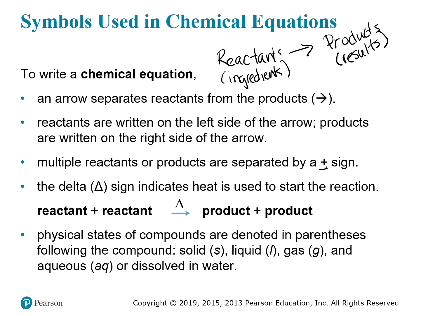And in the reaction that I showed you on the page before, there is a little triangle over the arrow. That delta just indicates that you need heat to get the reaction started. So it kind of looks like a Bunsen burner flame. What you'll also see in a chemical equation is the physical states of the compounds. So in parentheses, you'll see an S, L, G, or AQ. Those are for solid, liquid, gas, and aqueous. Aqueous just means it's something dissolved in water.